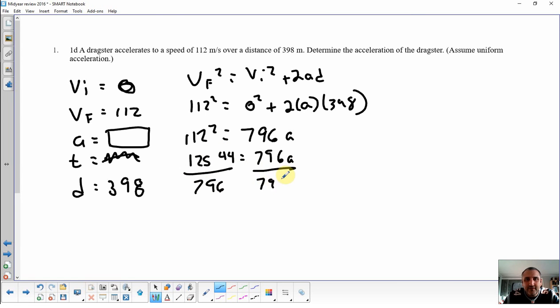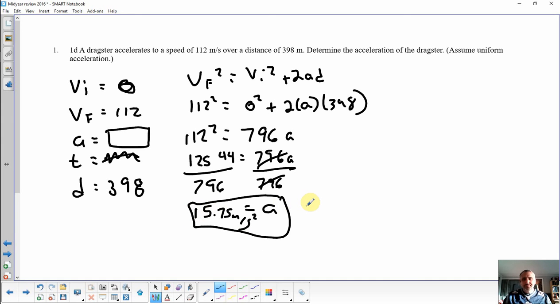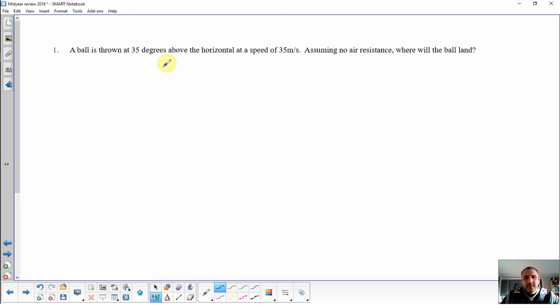A equals 15.75 meters per second, okay, squared, meters per second squared. So there you go with your acceleration, and that's all we ask you. So that's pretty good. And we can go on to the next one.